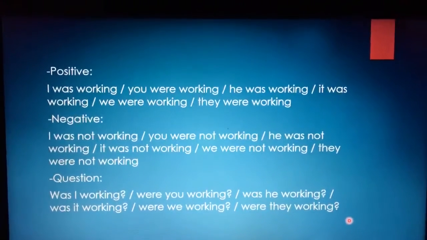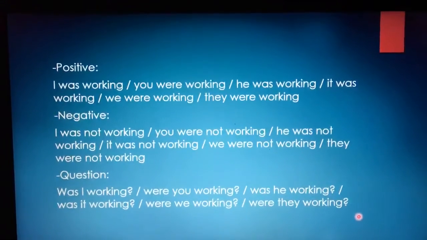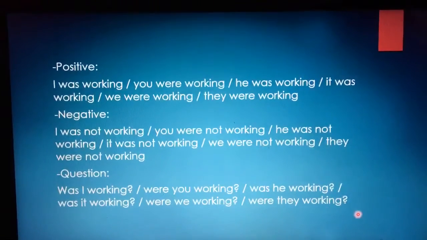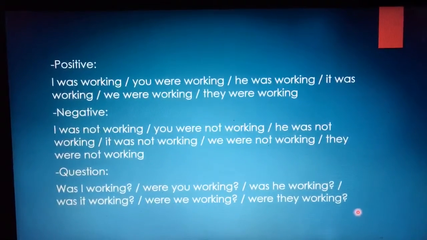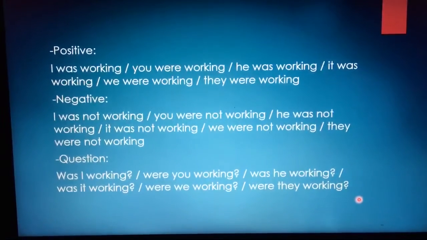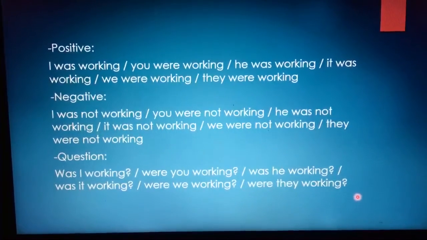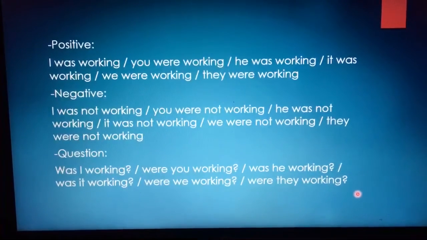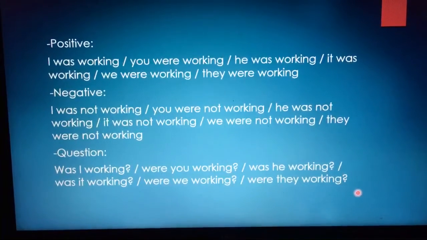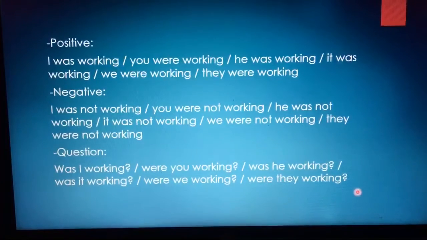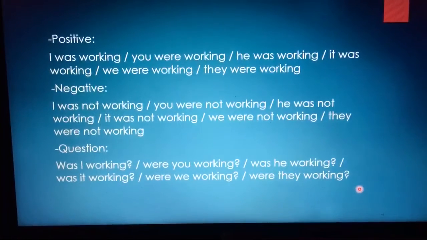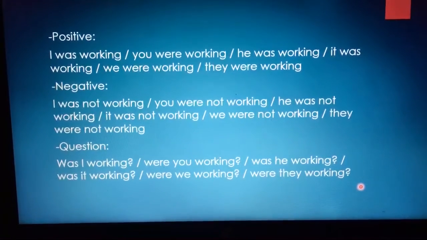The positive sentences or statements, we have examples here. I was working, you were working, he was working, it was working, we were working, and they were working. For the negative, like we said, we're going to be adding not, and that's going to be in between was and the verb with the ing ending. I was not working, you were not working, he was not working, it was not working, we were not working, they were not working.